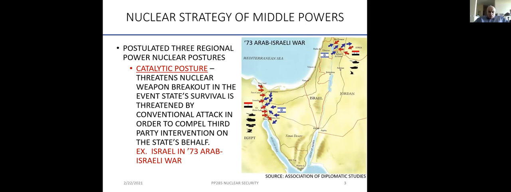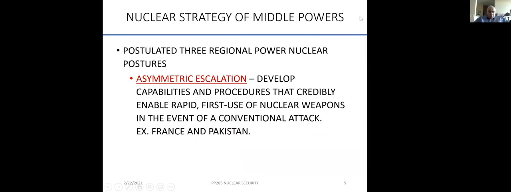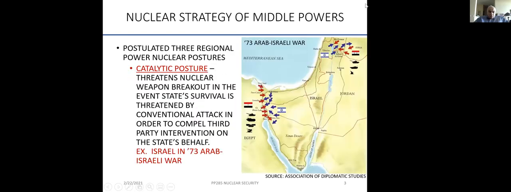The first he terms the catalytic posture, in which nuclear weapons breakout is threatened in the event a state's survival is threatened by conventional attack in order to compel a third party intervention on the state's behalf.